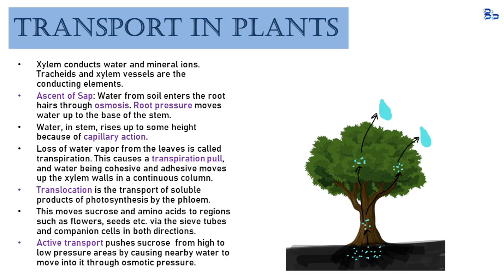Basically, where it is made in the leaves is where it is having the most high pressure. Places of low pressure can be any part of the plant that requires the food. It can be a stem, it can be a seed, it can be a flower, it can be a root. So it will move from the high osmotic pressure to the region of low osmotic pressure via the water.